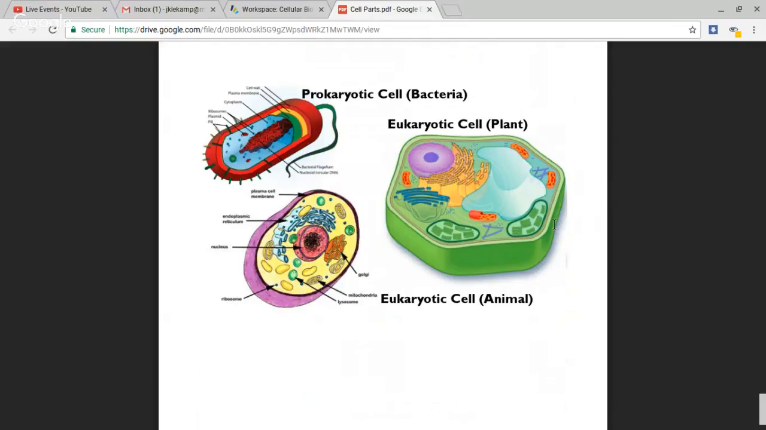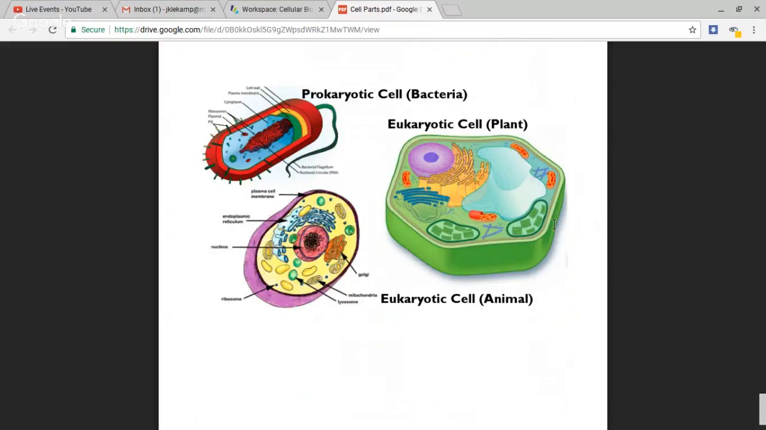The prokaryotic cell tends to be very basic, tends to be your bacteria, unicellular organisms. They do have a central area where their DNA is located. It kind of looks like that mess of spaghetti there in the pill-like prokaryotic cell. It does have a cell membrane, cell wall, and it does have ribosomes. And it has the flagella there for movement.